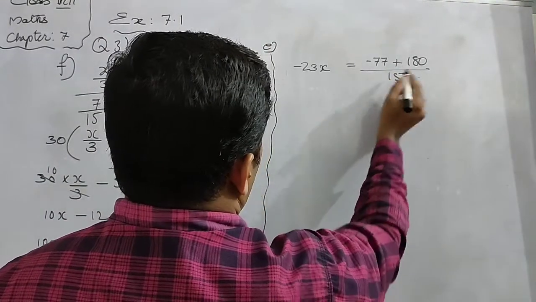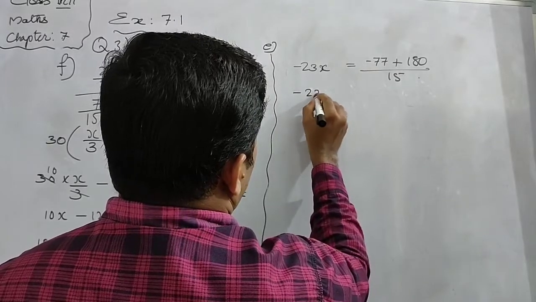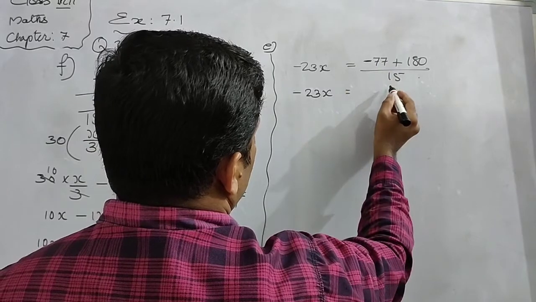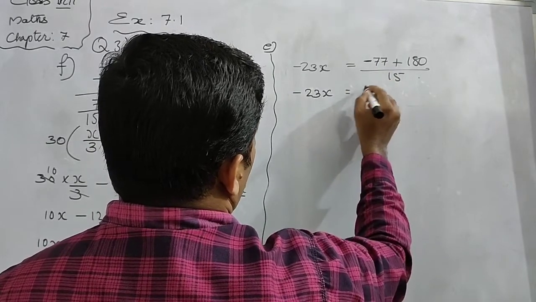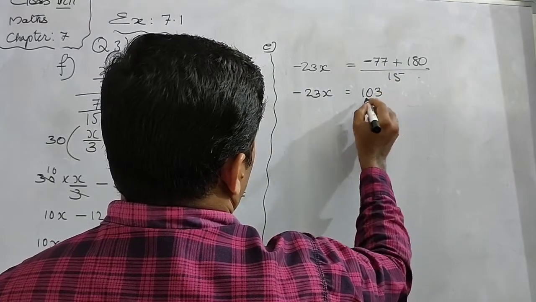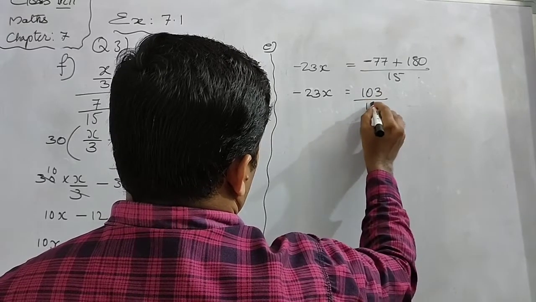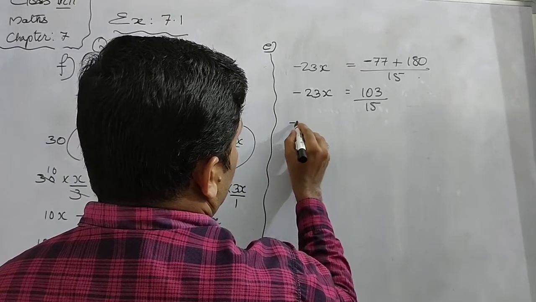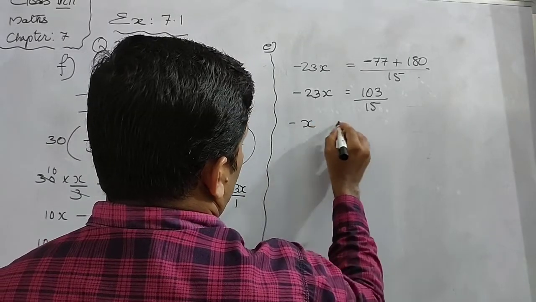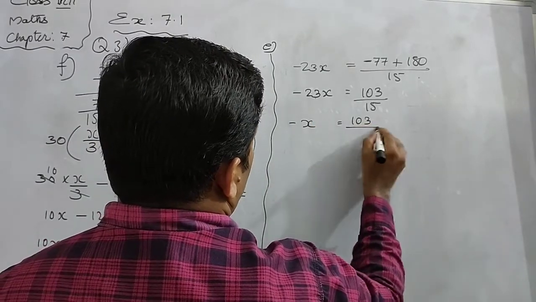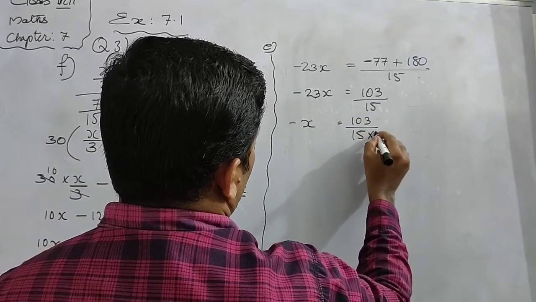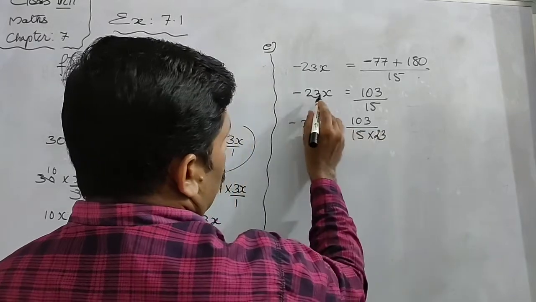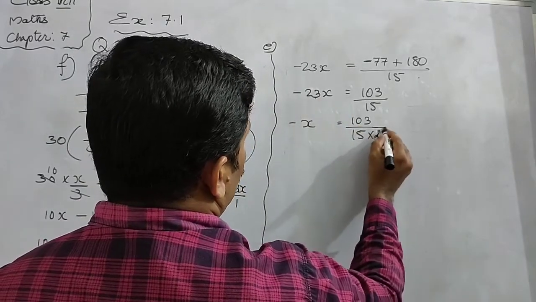Then here we add it. Negative 23x is equal to, one is negative and another is positive, we have to subtract, so we get 103 upon 15. Now here we want to multiply, therefore negative x is equal to 103 upon 15 into 23. When we take it to the other side, it changes to division.